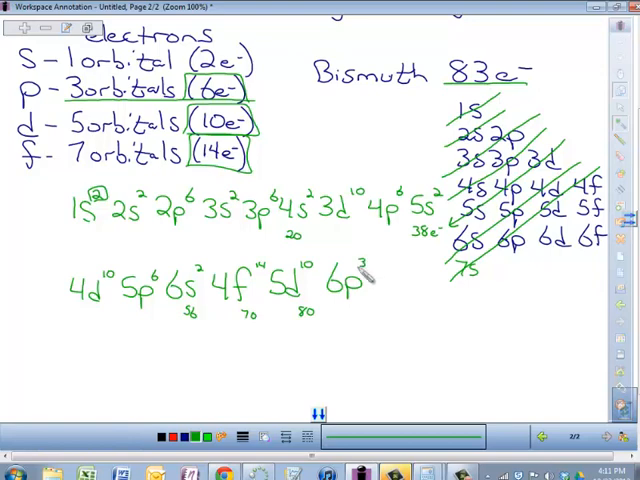Those numbers that are superscripted, those numbers have to add up to the total number of electrons. So when I add the 2, the 2, the 6, the 2, 6, 2, 10, 6, 2, 10, 6, 2, 14, 10, and 3, all of those numbers add up to 83.